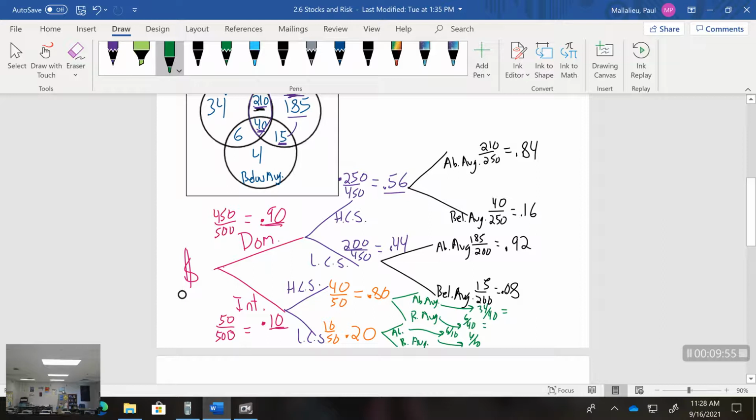So 34 out of 40, and 34 out of 40 is going to give us 0.85, and then they tell us 6 are below, so we do 6 out of the 40, and that would be our other amount to give us 100, so 0.15, and then we have 6 out of 10 and 4 out of 10, so we kind of ran out of room, but that's 0.60 and 0.40.